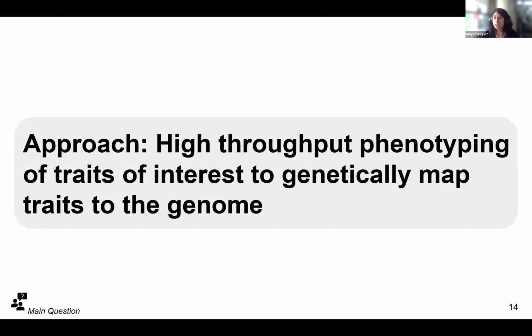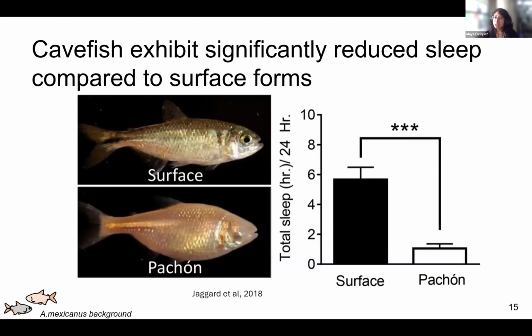The approach that we are using is high throughput phenotyping of traits of interest to genetically map traits to the genome through a QTL analysis. And what might those traits of interest be? Well, I am a behaviorist at heart, and so I'm very interested in some unique behaviors that might not be evident from looking at them.